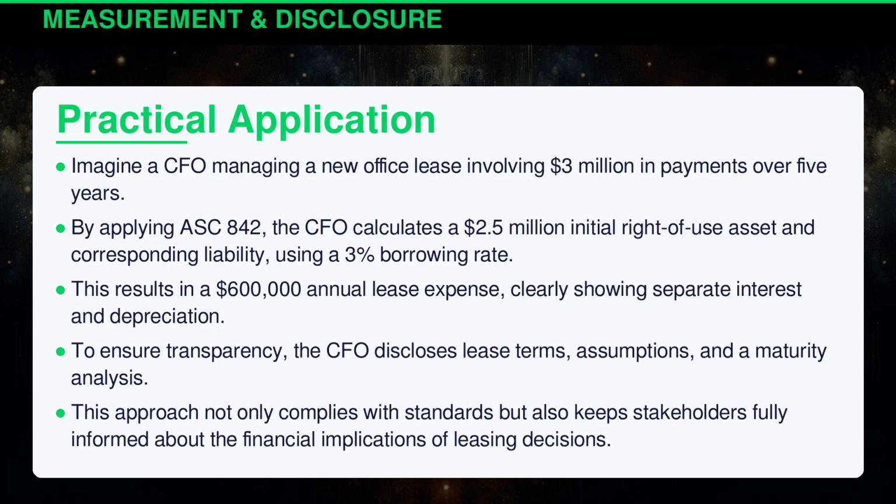Imagine a CFO managing a new office lease involving $3 million in payments over 5 years. By applying ASC 842, the CFO calculates a $2.5 million initial right-of-use asset and corresponding liability, using a 3% borrowing rate. This results in a $600,000 annual lease expense, clearly showing separate interest and depreciation. To ensure transparency, the CFO discloses lease terms, assumptions, and a maturity analysis. This approach not only complies with standards, but also keeps stakeholders fully informed about the financial implications of leasing decisions.